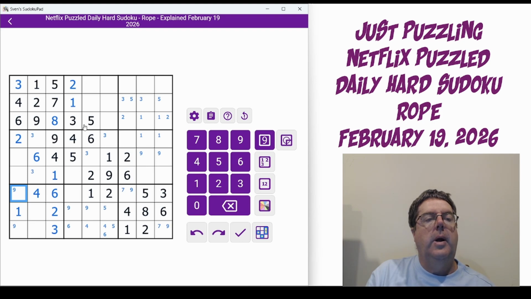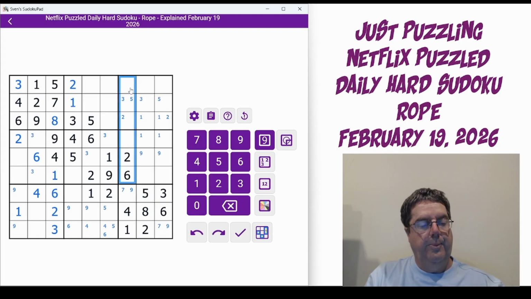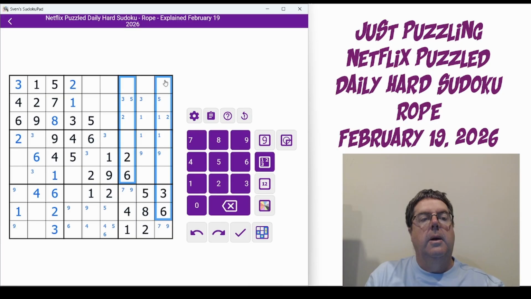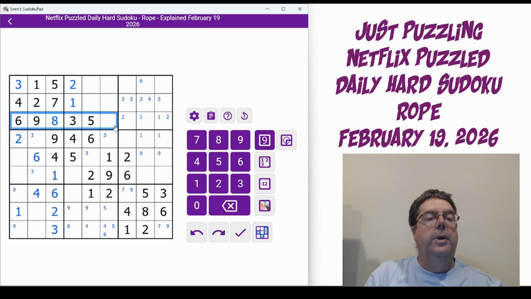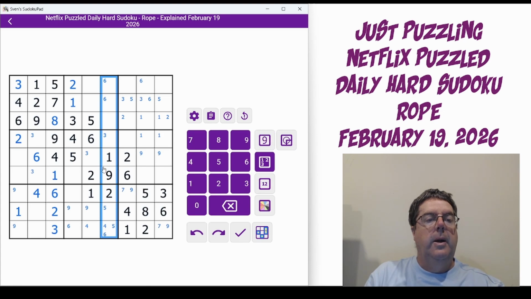7, 9. 5, 1, 2. So I've got 4 numbers there. I've got 4 numbers there. So that limits those. 6. 6 comes up here. 6 comes up here. 6 comes across here. So 6 is one of these two. 6 comes across here. 6 comes up here. So 6 is one of these two. That means 6 comes down here.